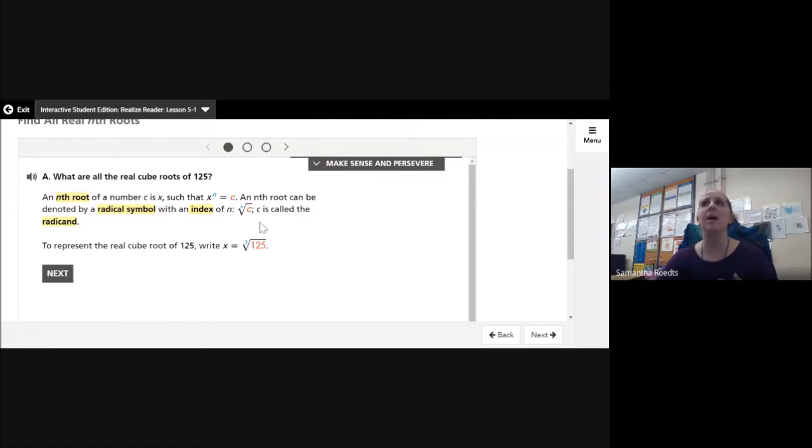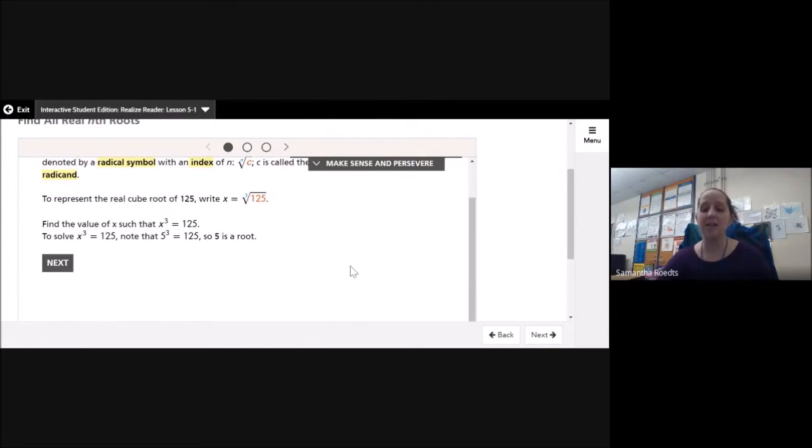Usually when we're talking about radicals and indexes, we're dealing with an index of 2, or a square root. The number under the radical is called the radicand. So the index is n, and the radicand is the number inside. To represent the real cube root of 125, I write x equals the cube root of 125, where 3 is my index and 125 is the radicand.